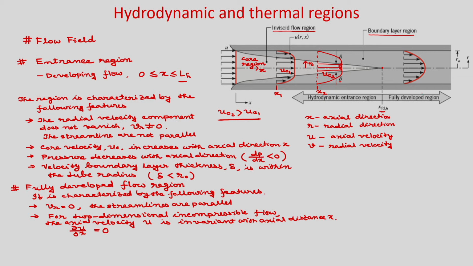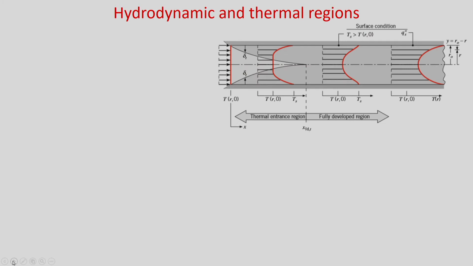You can see in the fully developed region the velocity becomes parabolic, and as your boundary layer thickness merges here, your delta in the fully developed region will be r naught. In the fully developed region your delta always will be r naught, and at different sections in the axial direction this velocity profile will not change. Hence, your del u by del x will be 0 in the fully developed region. Now let us consider the temperature field.